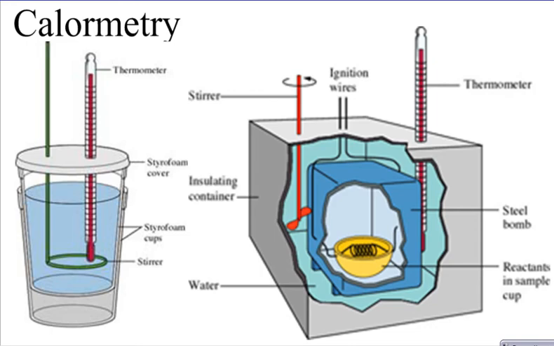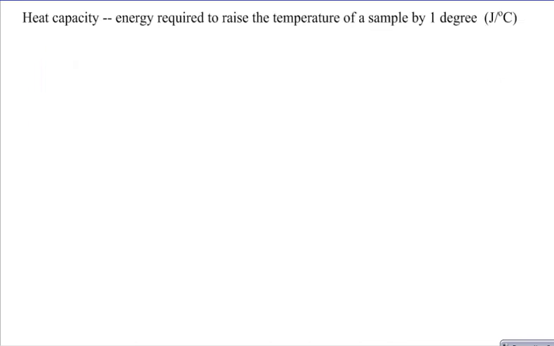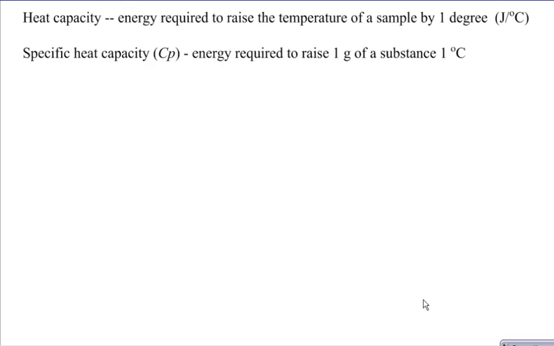The calorific bomb is often referred to as constant volume because the volume stays constant in this case. Now there's some vocabulary you'll need to know for this next section to make any sense, so let's start with heat capacity. Heat capacity is simply the amount of energy it requires to raise the temperature of a sample by 1 degree Celsius, and its units are joules per degree Celsius.